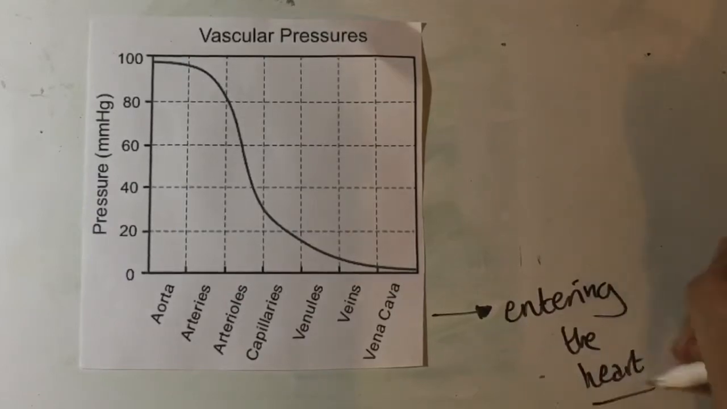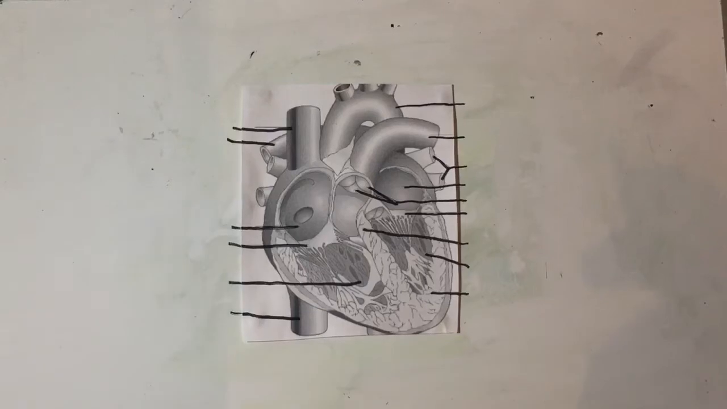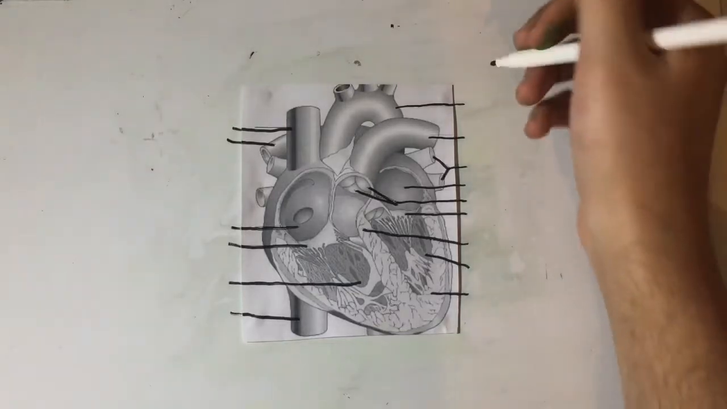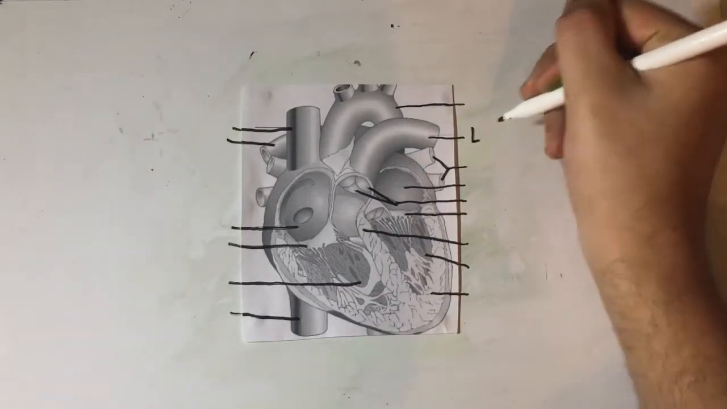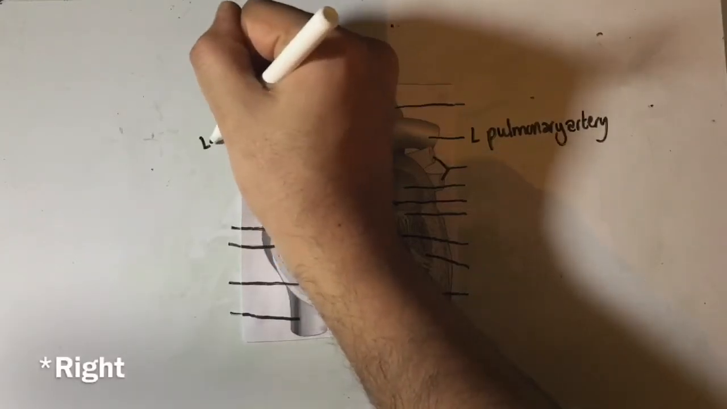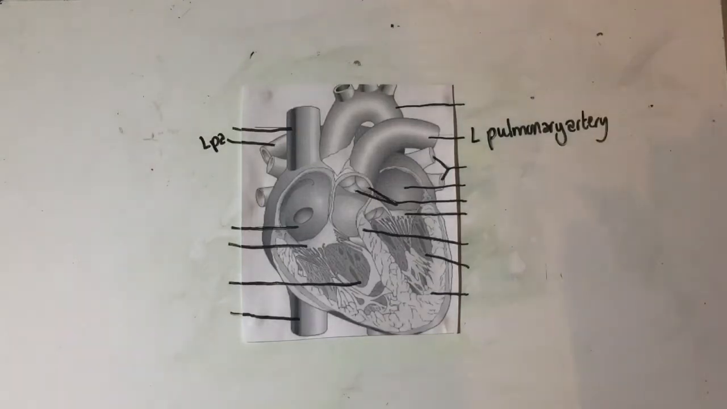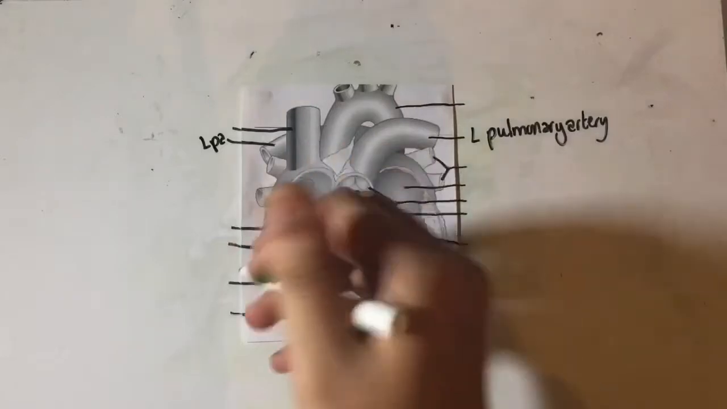These will have extremely low pressures. Okay, so now we can begin mapping the heart. The vessels connecting the heart to the lungs are called pulmonary vessels. So what you will find is the pulmonary artery, the left one. This one will be the left. I'll put PA for now. The left pulmonary artery.